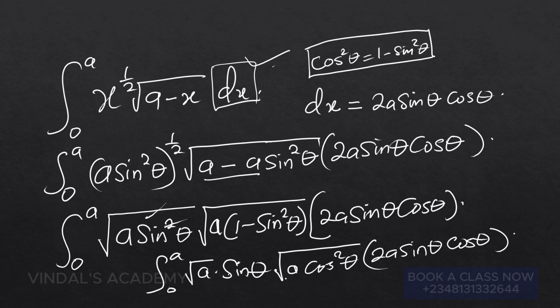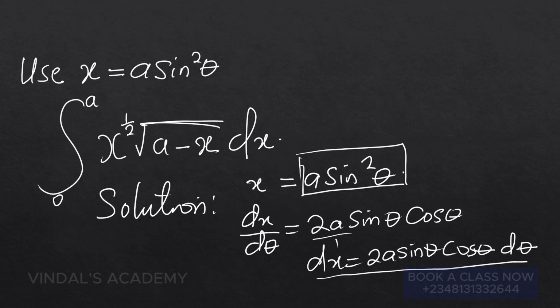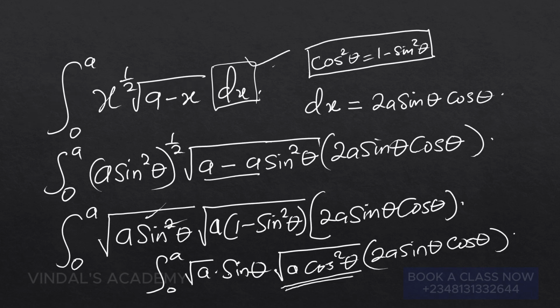With a sine theta. Now look at, in place of this, I will do the same thing. Cos square theta will cancel the root. So I will still have root a, then cos theta, then multiply by the whole of 2a sine theta cos theta. So 2a sine theta cos theta. All right. Now, square root of a and square root of a is going to just give you a.